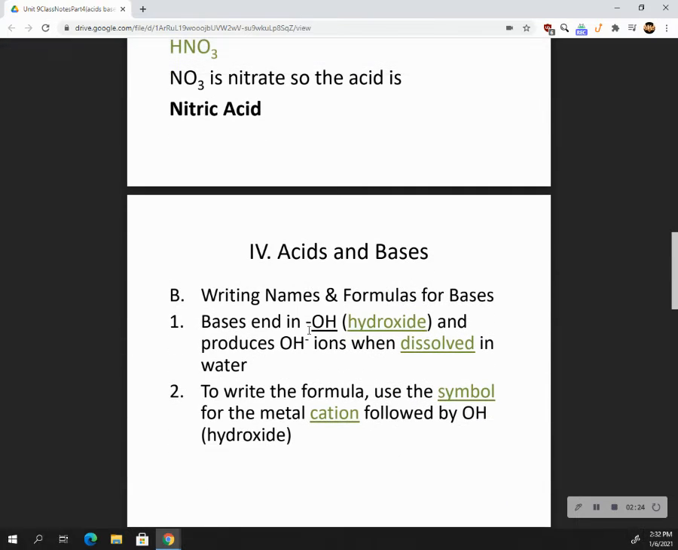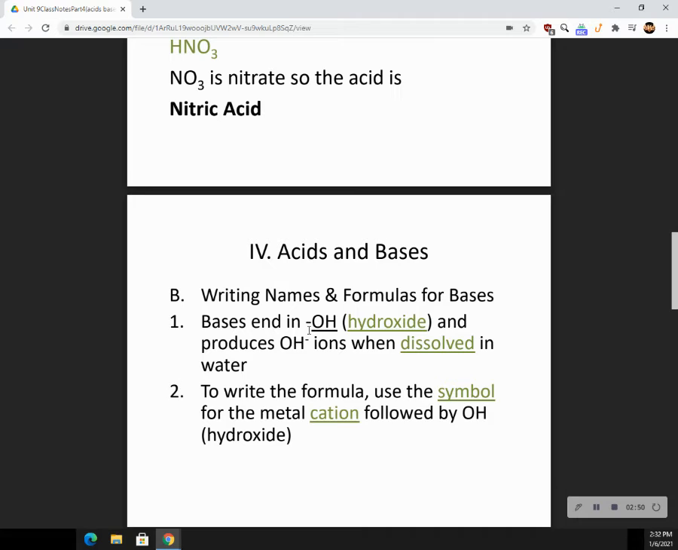Now, with bases, like I said, we have a hydroxide. So think about this. What is H plus OH? That's going to equal H2O. So that's why when we see that a powerful base can be neutralized with a powerful acid, that creates our water.